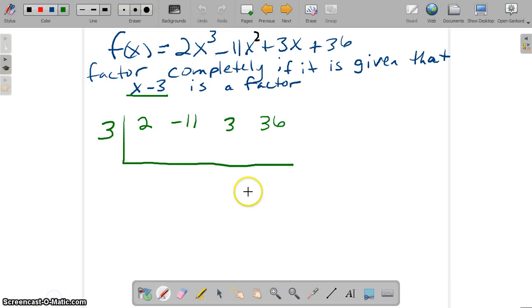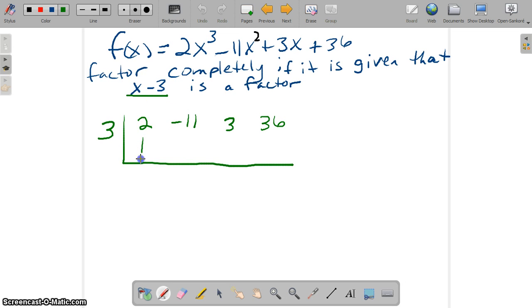Let's go through an example here. Okay, so here we go. We've got f of x equals 2x cubed minus 11x squared plus 3x plus 36. We want to factor it completely, and I'm giving you the information that x minus 3 is definitely a factor. I'm going to prove it to you by using synthetic division and the factor theorem, and then we're going to do one little extra step and continue to factor it completely. So let's do our synthetic division pretty quickly here.